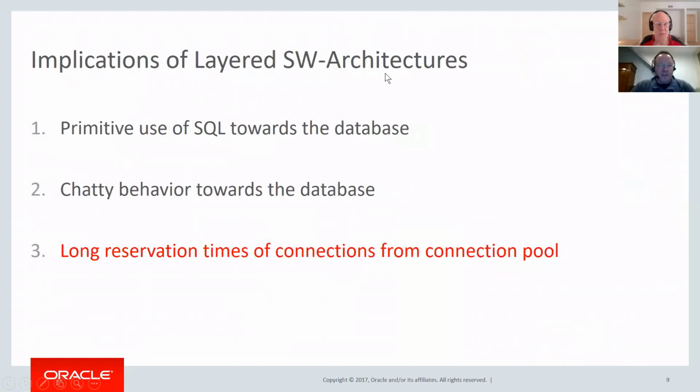Now, and I think I've talked about this a couple of months ago in one of our earlier office hours, these layered software architectures imply that since all the SQL is generated, you get this row by row SQL, primitive use of SQL towards the database, which in turn implies you get this chatty behavior towards the database. But there's also a third really important thing, and I'm calling it here long reservation times of connections from the connection pool, and I'll come back to that in 10 minutes. But let's first take a look at these two here.